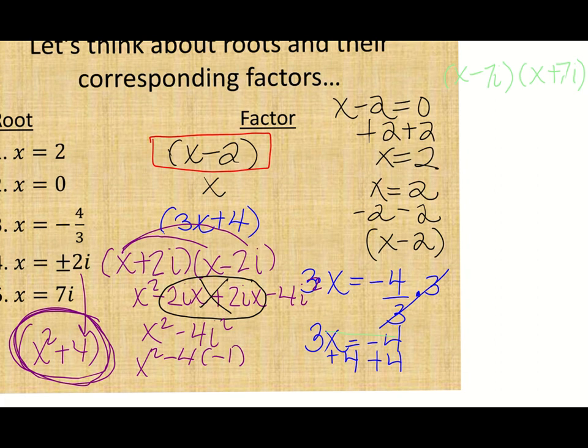And this is why they always come in pairs, because when we multiply them out, we get our factor there. So if I multiply this through, I'm going to get x squared plus 7ix minus 7ix minus 49i squared. So these two middle terms are going to cancel, and I'm going to be left with x squared minus 49, and i squared becomes -1, so x squared plus 49. So this would be my factor for 7i, because I know it has to be positive and negative 7i, even if I'm only given 1.